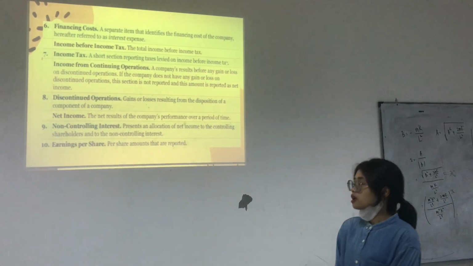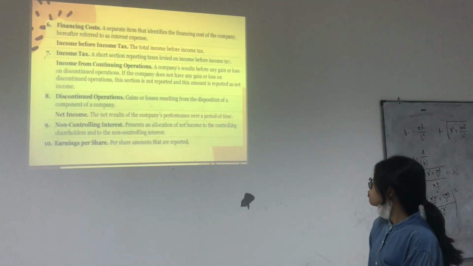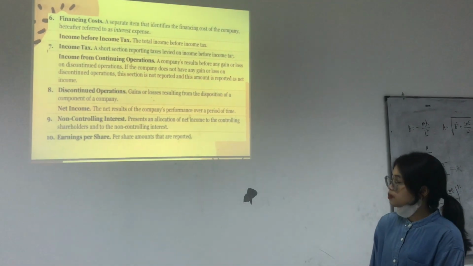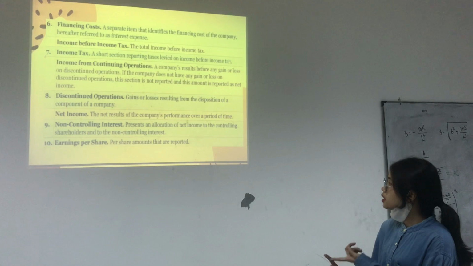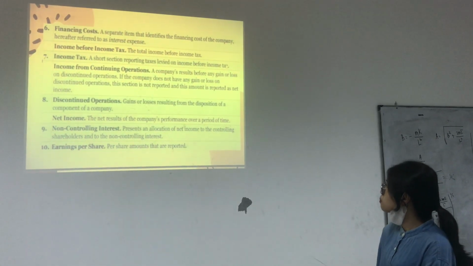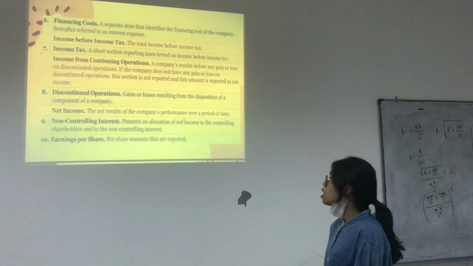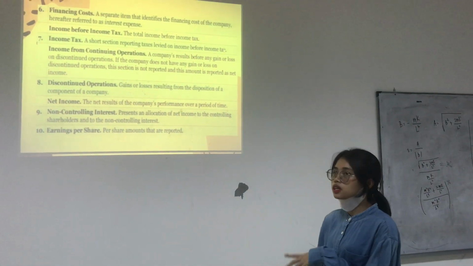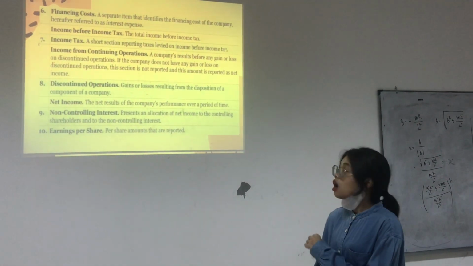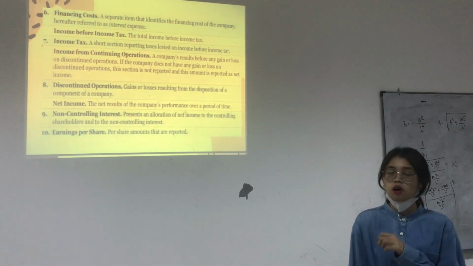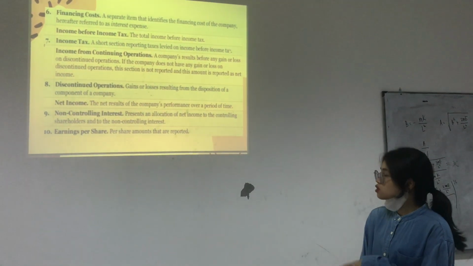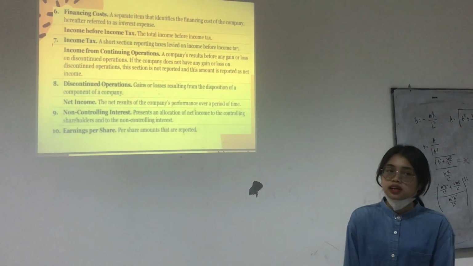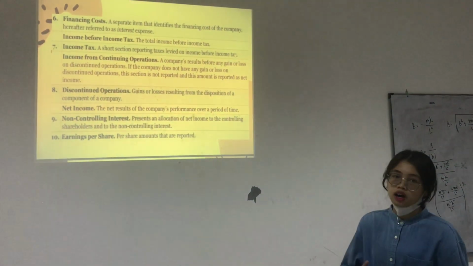8, discontinued operations. Gain or loss resulting from the disposition of a component of a company. So there's net income, the net result of the company's performance over a period of time. 9, non-controlling interest. Interest is the presentation and allocation of net income to the controlling shareholders and to the non-controlling interest. Then earnings per share means per share amounts that are reported.